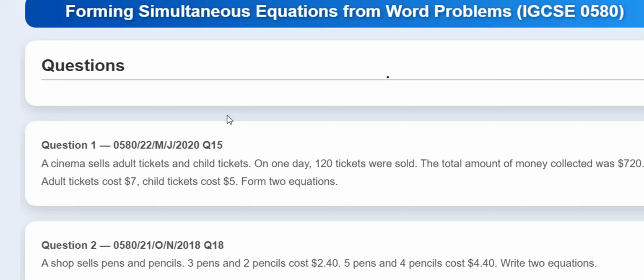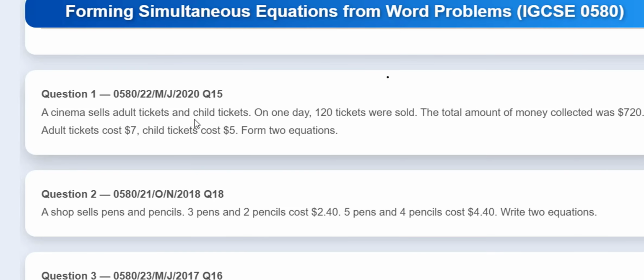Hello, in this lesson, we learn how to form simultaneous equations from word problems. I just picked random questions from GCSE past papers so that we can use them to form the simultaneous equations, and we learn how to form them from word problems. So, let us start with the first question here. It was tested in 2020, and it was question 15.